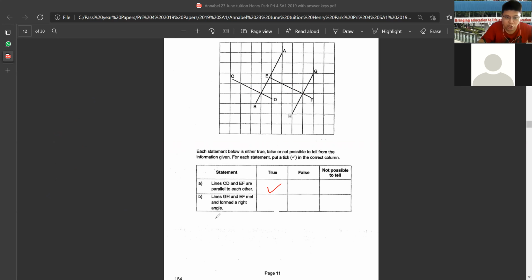So it's true. Lines GH and EF meet and form a right angle. Not possible to tell. They form a right angle. It's true. Both are true. They form a right angle because they say that they are perpendicular. Earlier on, remember, they said that they are perpendicular, right? So it's a right angle. Because if these two are parallel, it is a right angle. So it's true. You understand, no? Yes.